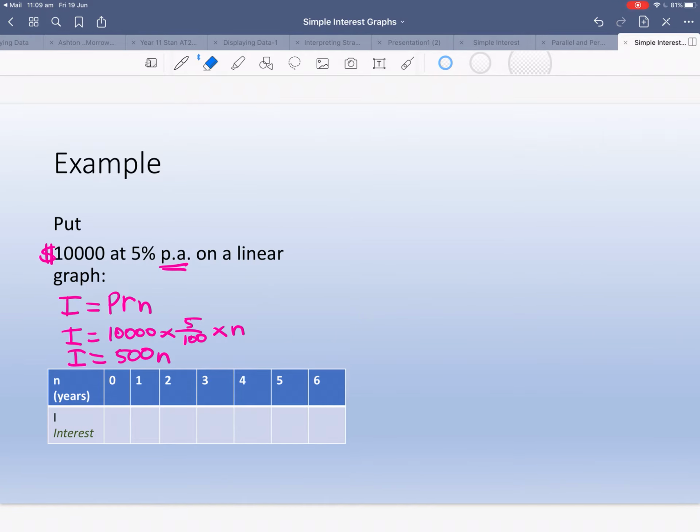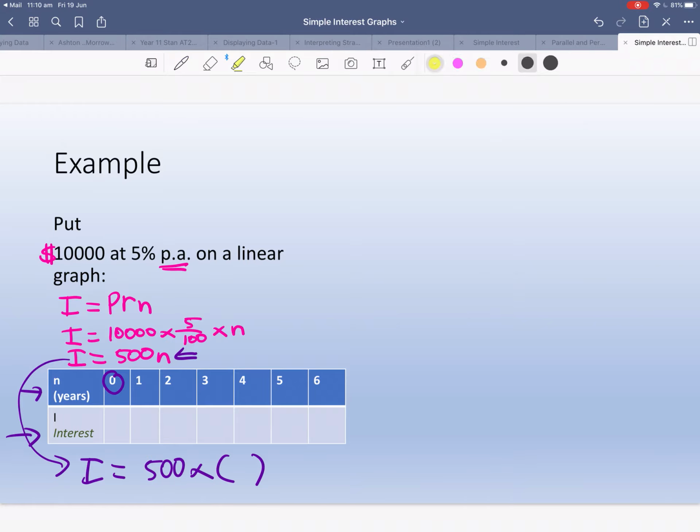And now I can just put things into this formula. Okay, so I've got n in years and I as interest. So what I'm going to do is substitute n into this formula here. So when n equals 0, I is going to be 500 times whatever n is. And in this case, it's 0. 500 times 0 is just 0. The next one is 1. 500 times 1 is just 500.